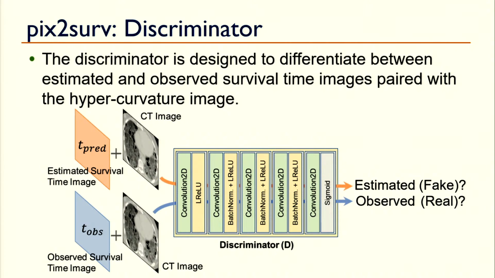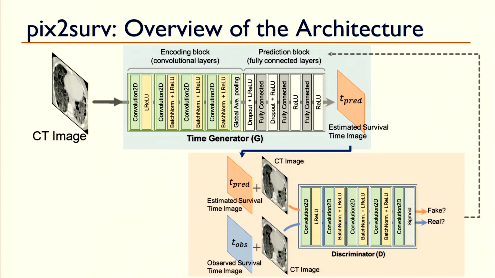If the discriminator says that the output looks fake, it thinks that the survival time image was generated by the time generator. On the other hand, if the discriminator says that the output looks real, it thinks that the input survival time image is based on the real observed survival time. As usual, the Pix2-Serv GAN is trained by training the time generator and the discriminator in a feedback loop, where both networks improve their performance over time by trying to fool each other.